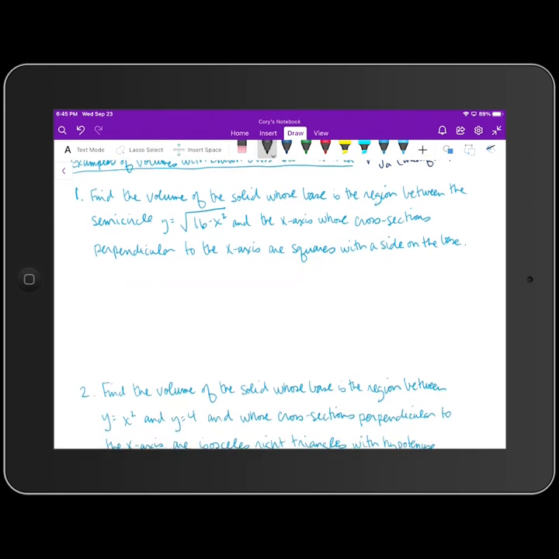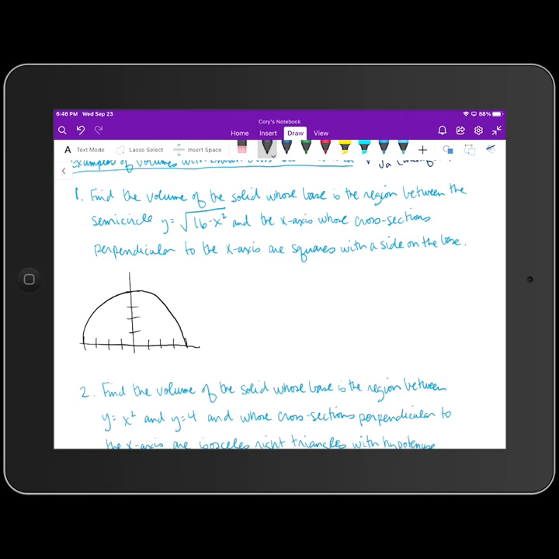So again, we want to draw ourselves a diagram. y is equal to the square root of 16 minus x squared. That's going to be the top half of a circle centered at the origin with radius 4. So your graph is going to look something like that right there.